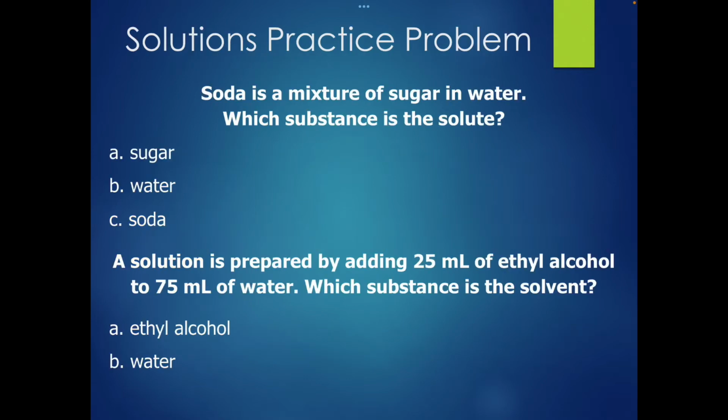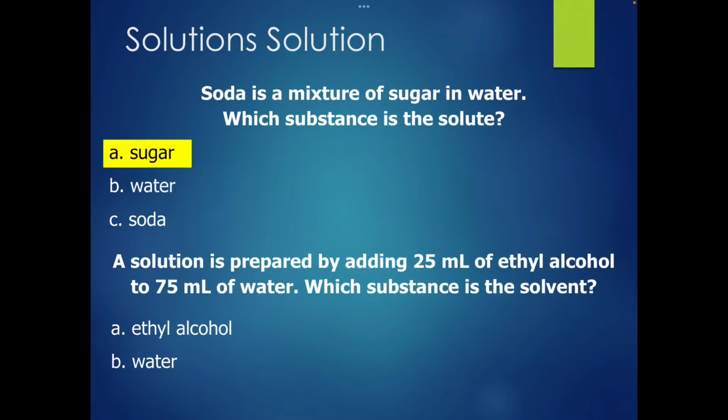Okay, let's give this a go. Soda is a mixture of sugar and water. Which substance is the solute? So which thing is the one being dissolved? Our answer is sugar. Sugar would be the substance that is being dissolved, so that's our solute. The water here would be our solvent, and the soda would be our solution because the soda is then mixed together.